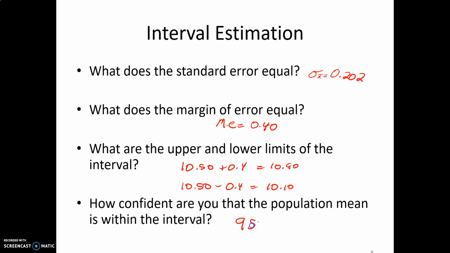The question states to develop a 95% confidence interval for the population average, population mean, of the receipts for the packages. So we are 95% confident that this value, the population mean, is somewhere within this range of 10.10 to 10.9. 10.1 to 10.9. So somewhere between $10.10 and $10.90.